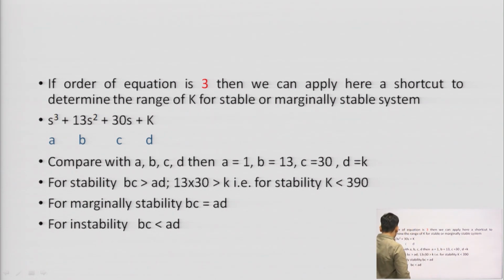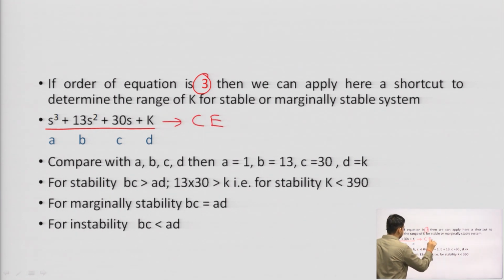So, here is one shortcut. Suppose this equation is given to us and the order of the equation is 3. If I directly want to know whether my system is stable or not without going to the table, only to verify my answer, what will I do? I will assume the coefficient of S cube is A, the coefficient of S square is B, the coefficient of S is C, and the coefficient of S raised to the power 0 is D, right. So, I will write this condition: whether BC is greater than AD.